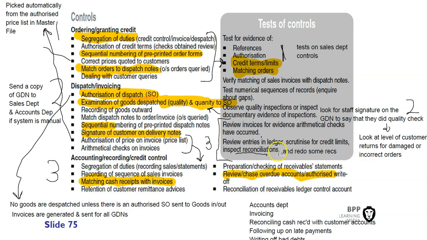And inspect reconciliations and then redo some of the recs would be the tests. So inspect a sample of receivables control accounts that were done at the end of each month, maybe, and then redo some of those control accounts to see that they were done properly.